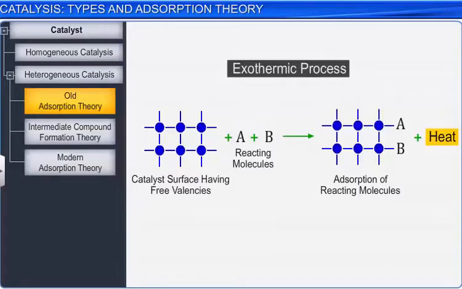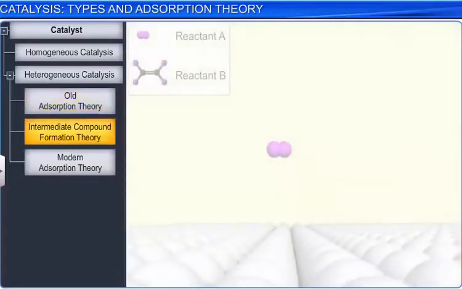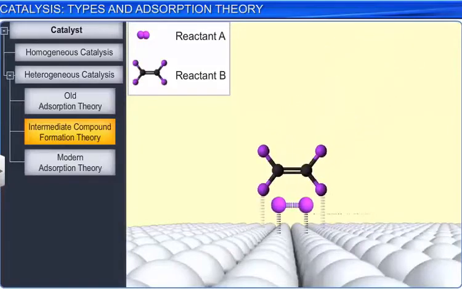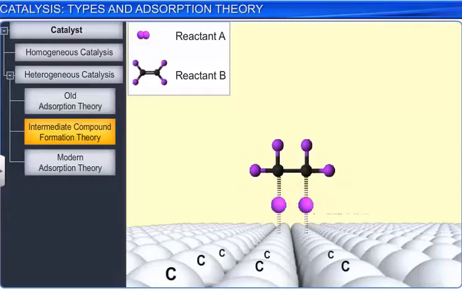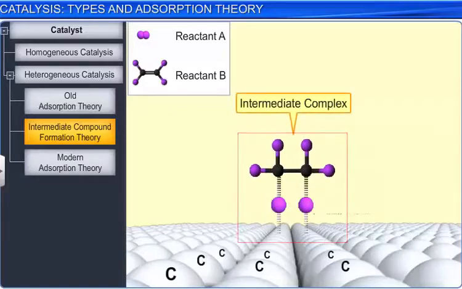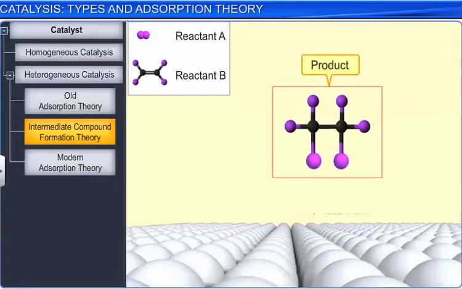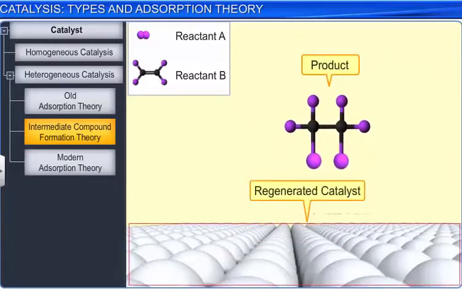Let us now discuss the second theory of heterogeneous catalysis, the intermediate compound formation theory. According to the intermediate compound formation theory, the reactants A and B first combine with the catalyst C to form an intermediate complex. This intermediate complex is short-lived and decomposes to give the products, while the catalyst is regenerated.